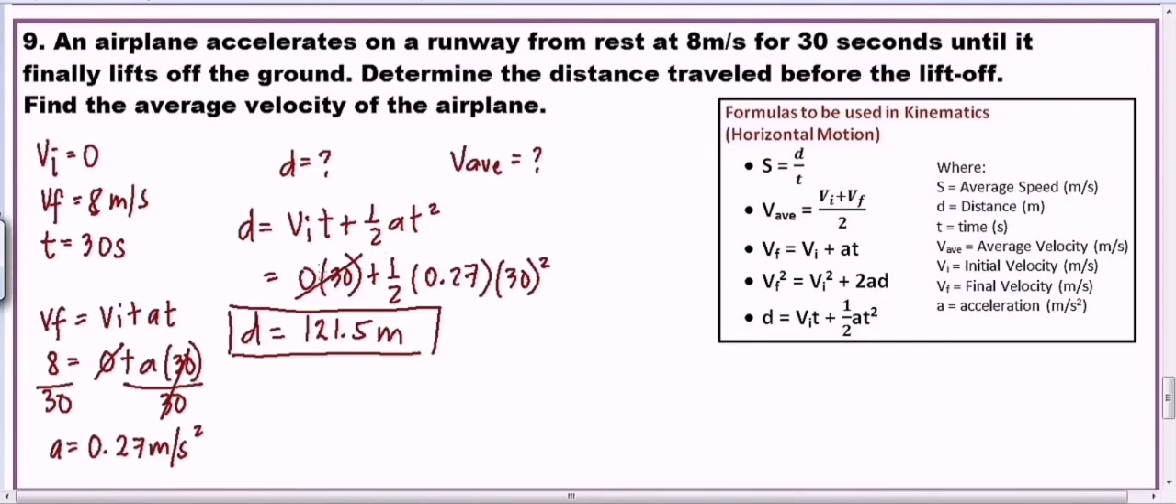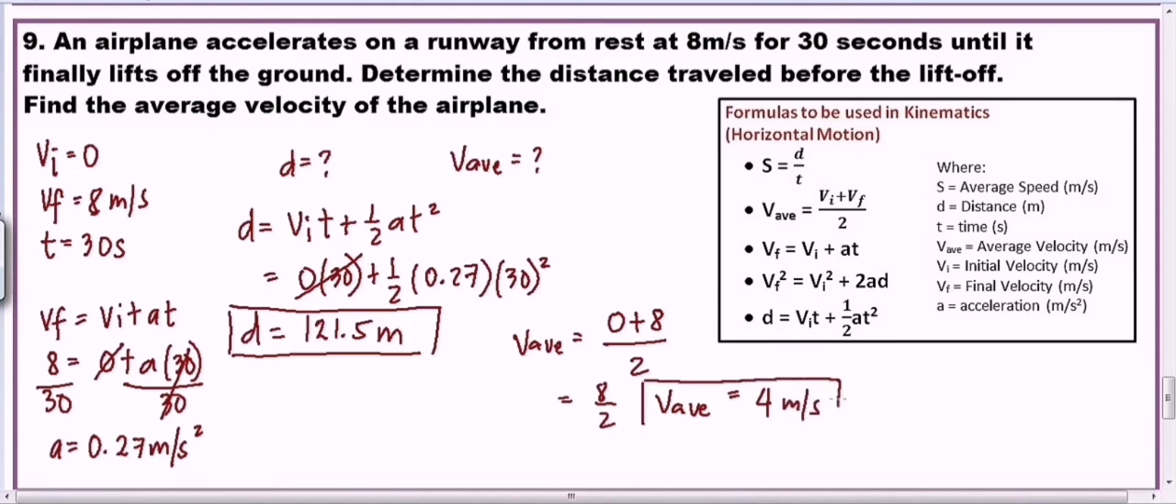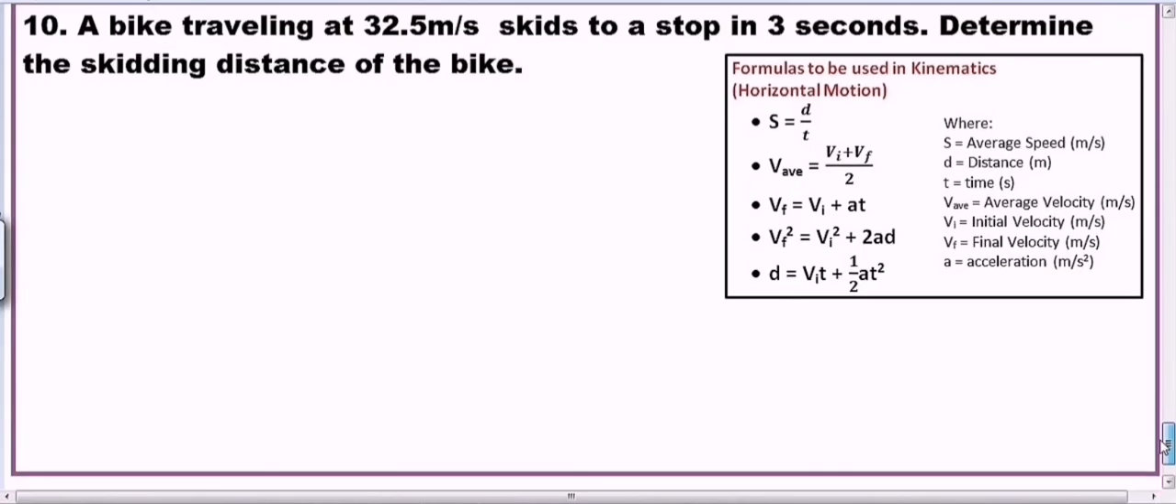Okay? And then, average velocity. So ito lang naman yan. So VAV is equal to VI, which is 0, plus VF, which is 8, over 2. So 0 plus 8 is 8, divided by 2. So VAV is 4. Since velocity to, meter per second. Ayan. Okay? So here is the final answer: 4 meter per second.